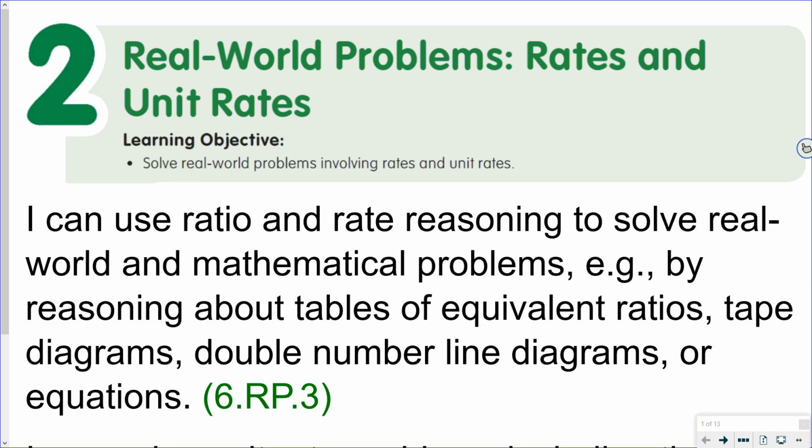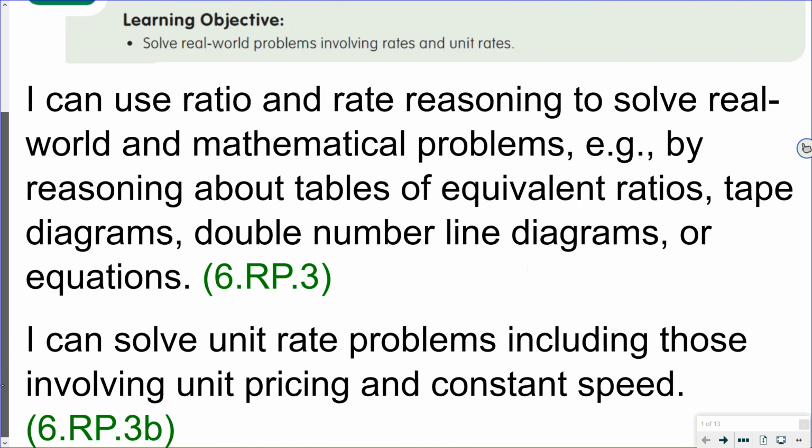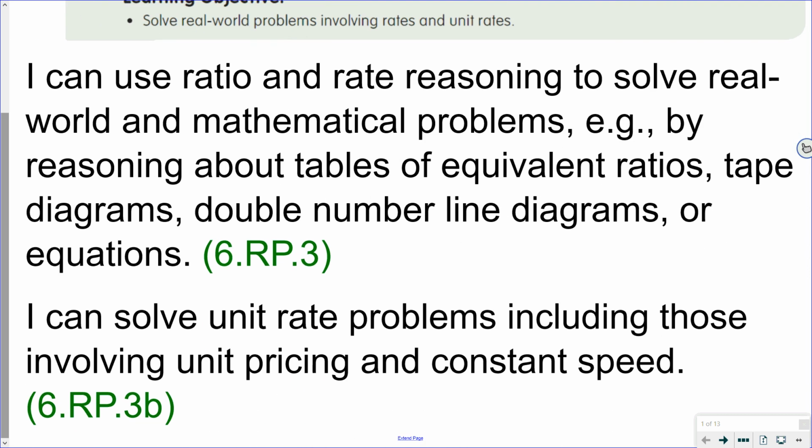All right, today we're going to continue working with rates and unit rates. We're going to look at some real world situations based on that. So again, we do have a couple of standards that we'll be utilizing today, 6.RP.3 and 6.RP.3b.